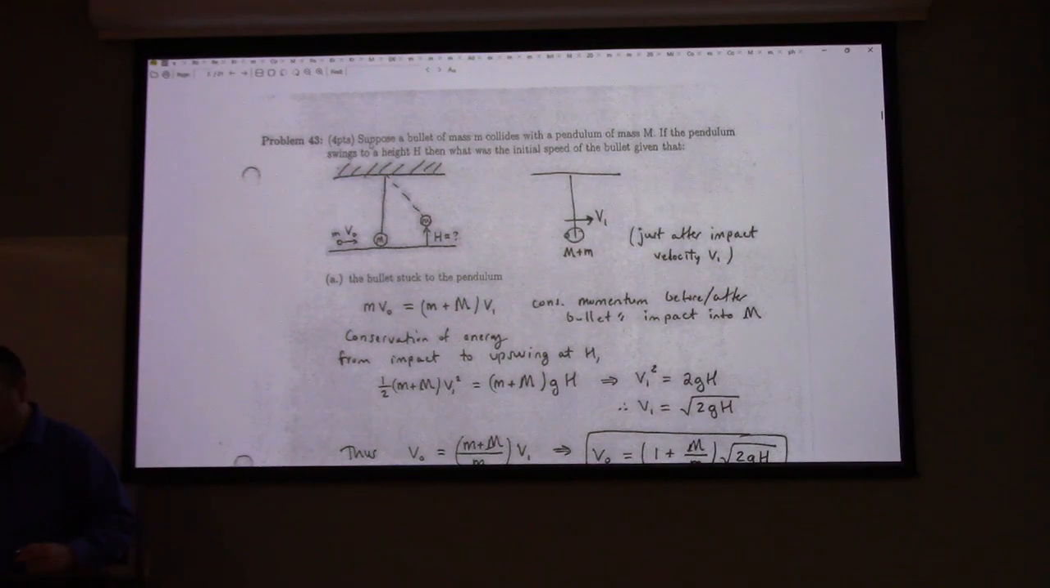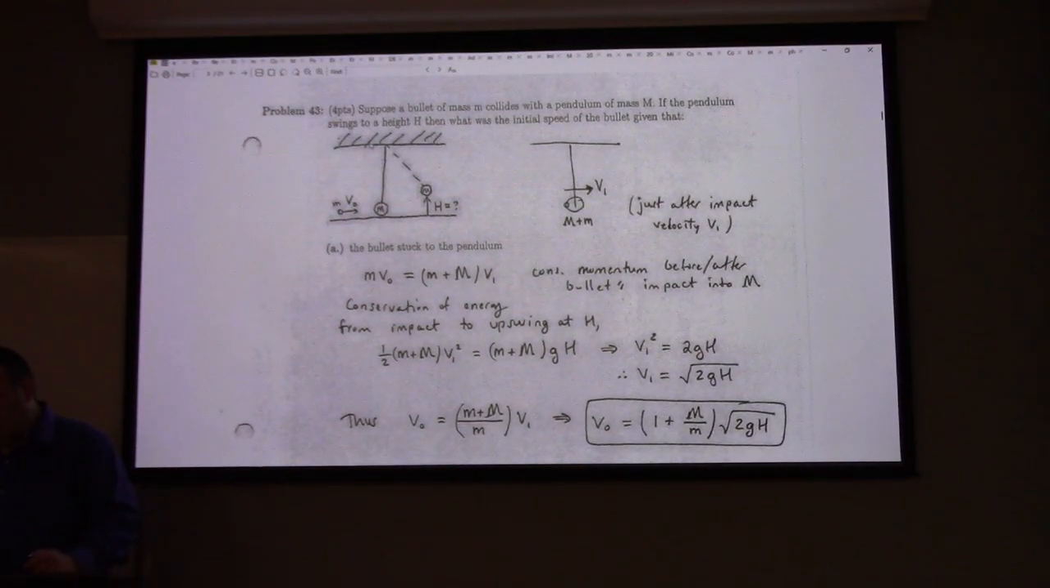All right, this one. I think we talked about this in class already. The ballistic pendulum problem. The bullet sticks to the pendulum. We have to conserve momentum, right? That's the main thing. You conserve momentum at the sticking, and then conserve energy on the upswing. That's basically the idea here.